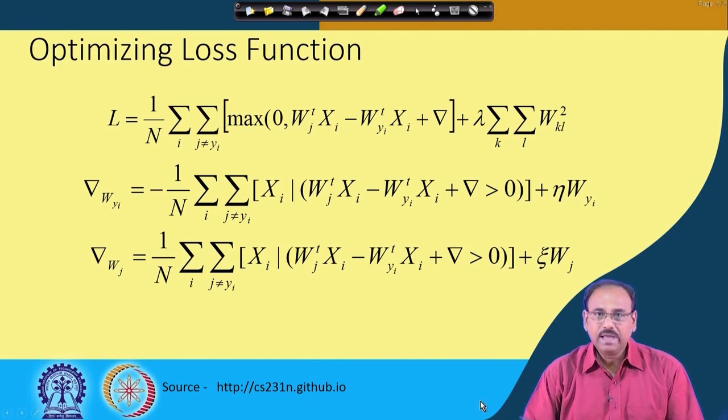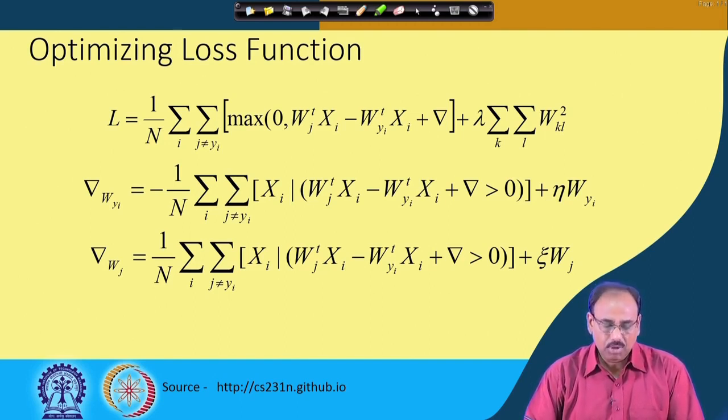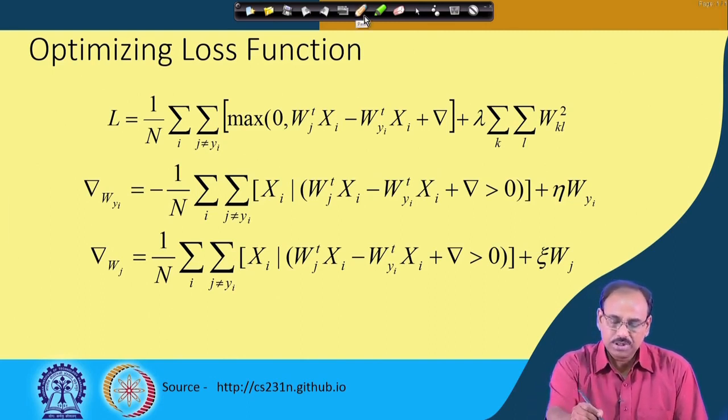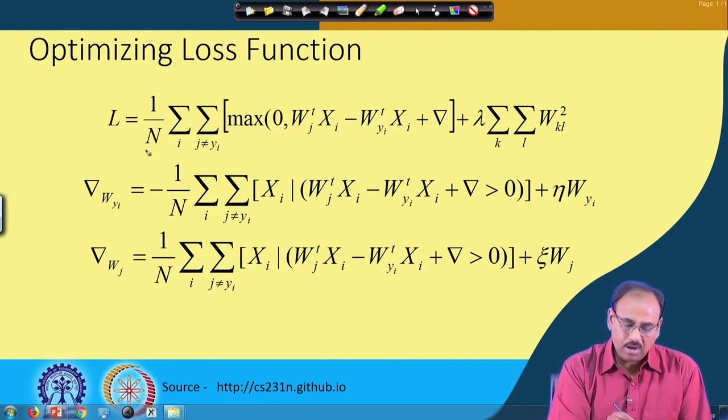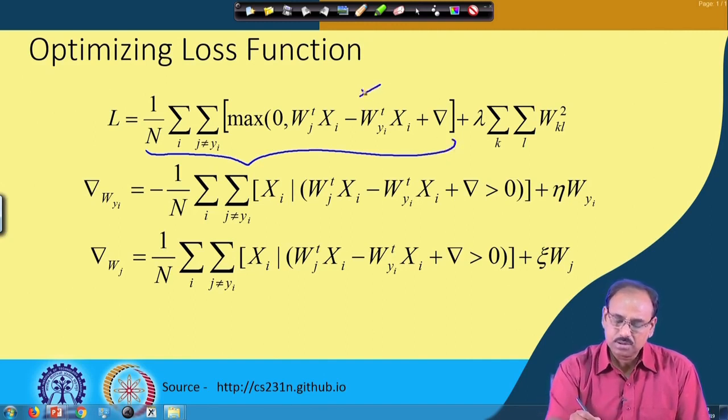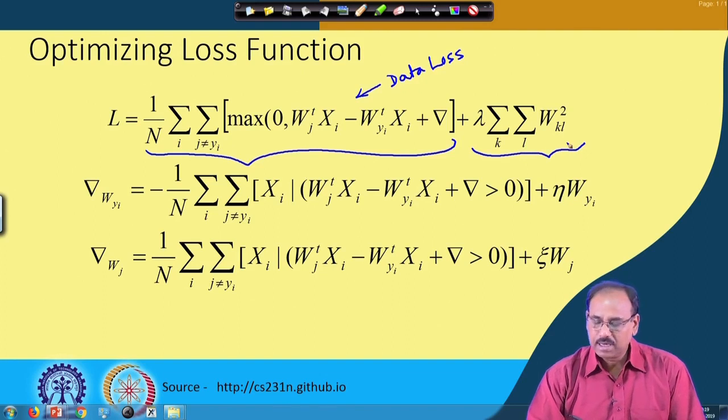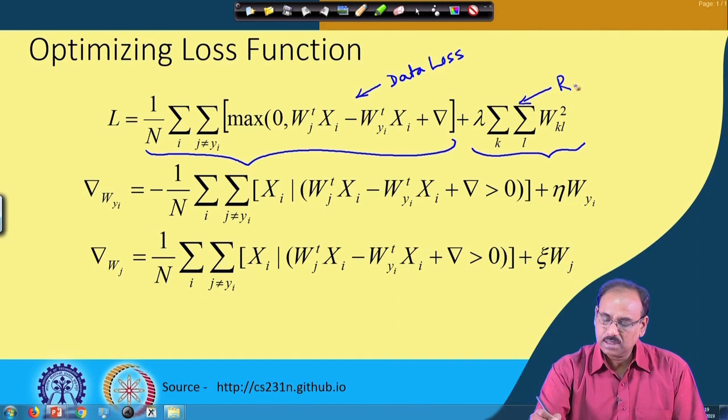So, just to recapitulate what we did in the previous lecture, we had defined a loss function for a multi-class support vector machine, which is given by L equal to 1 upon n, summation of maximum of 0 and W j transpose x i minus W y i transpose x i plus delta, plus lambda times the sum of W k l squared, where W was our weight matrix. The first term in this loss function, 1 upon n of the sum, is what constitutes the data loss component, and the second term, lambda times the sum of W k l squared, is what we said is the regularization loss.